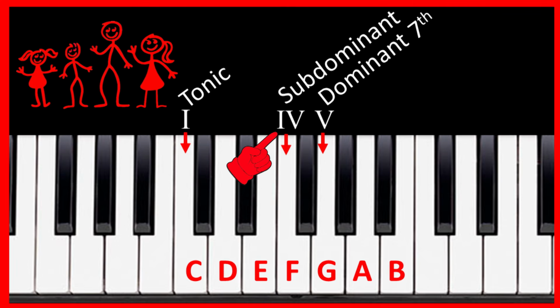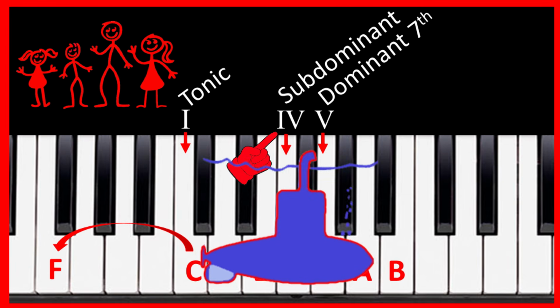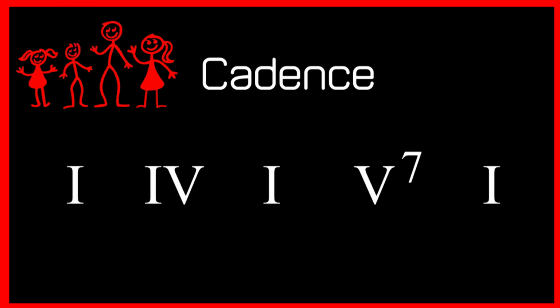While we can find it by counting up 4 notes from the tonic, we can also find it by going down 5 notes from the tonic. That's why it's called the subdominant, like a submarine, which moves below the water. Now we can use these 3 chords, the tonic, the subdominant, and the dominant 7th, to play our cadence.